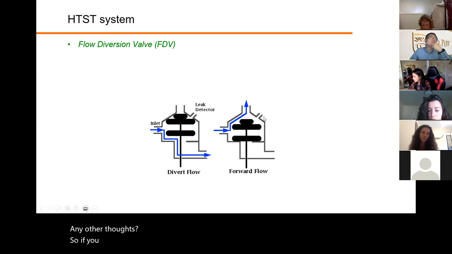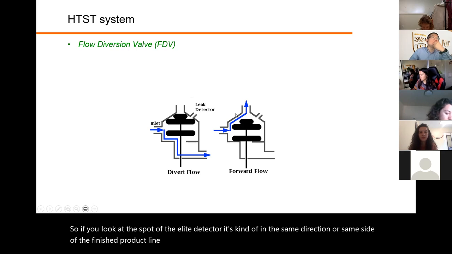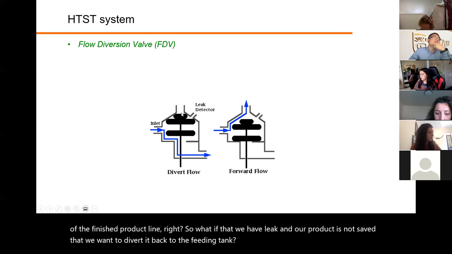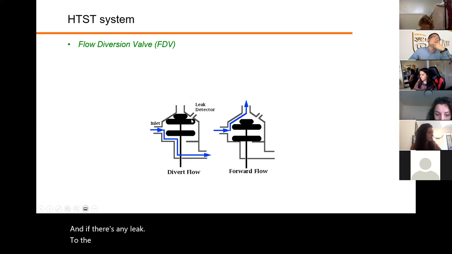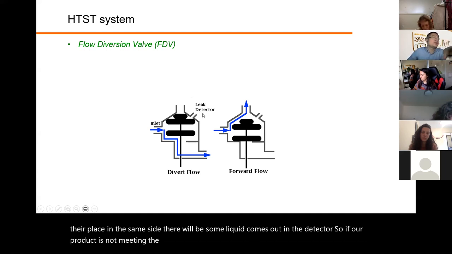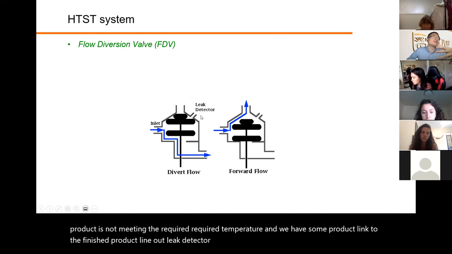So if you look at the spot of the leak detector, it's on the same side of the finished product line, right? So what if we have a leak and our product is not safe, so that we want to divert it back to the feeding tank? If there's any leak to the finished product line, then because the leak detector and the finished product line are placed on the same side, some liquid will come out in the detector. So if our product is not meeting the required temperature, and some product leaks to the finished product line, our leak detector basically tells us there's some issue with that. Does that make sense, guys?